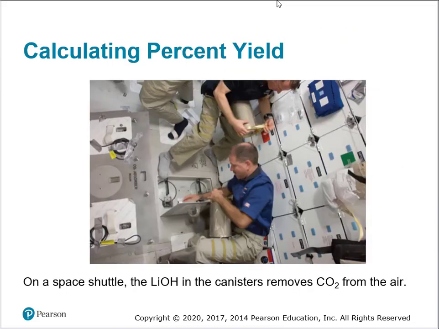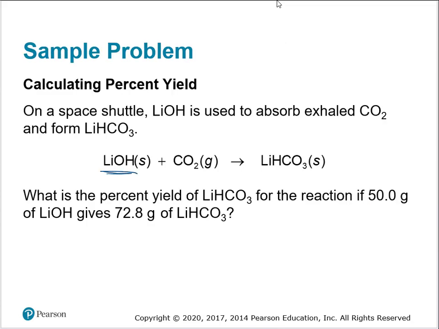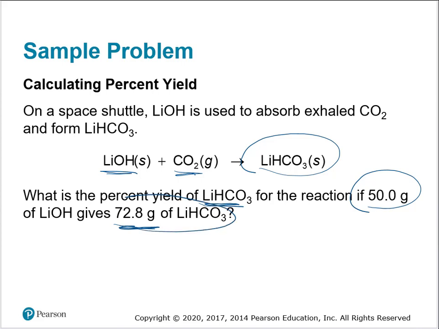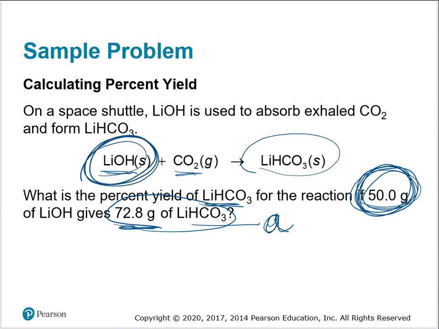On a space shuttle, the lithium hydroxide in the canisters removes carbon dioxide from the air. Here's our problem. Lithium hydroxide plus carbon dioxide gives us LiHCO3. What is the percent yield of LiHCO3 for the reaction of 50 grams of lithium hydroxide that gives 72.8 grams of LiHCO3? So this is telling me how much I actually got. I'm just going to put an A. We need to figure out theoretically how much LiHCO3 we should get if we start with 50 grams of this reactant. Let's do the math.